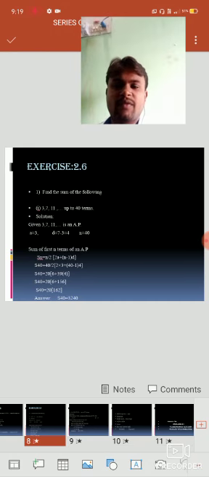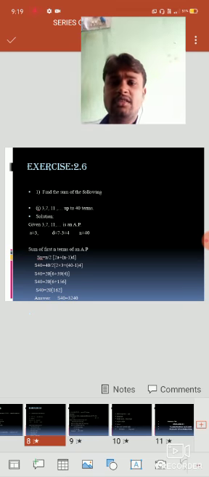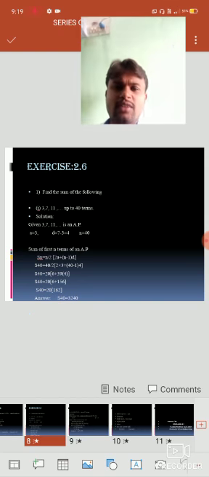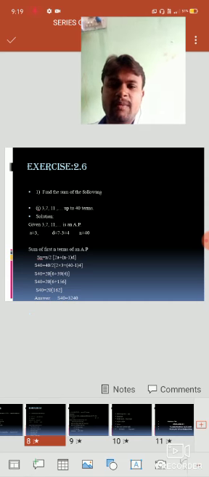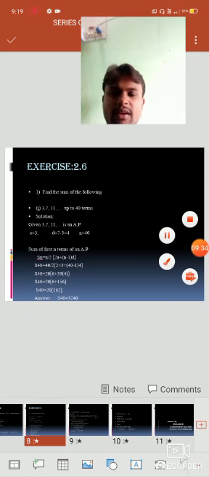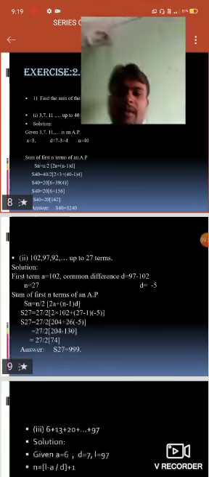Exercise 2.6, first sum. Find the sum of the following. Sum means the series of the arithmetic progression. You have to use the formula for the sum up to n terms of an arithmetic progression. So the series formula Sn is equal to n by 2 times (2a plus (n minus 1) into d). Solution. Given 3, 7, 11 and up to is an AP.